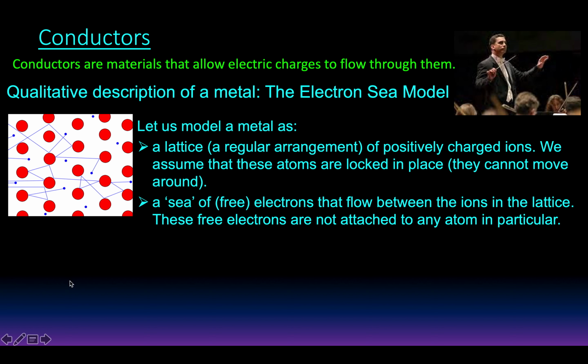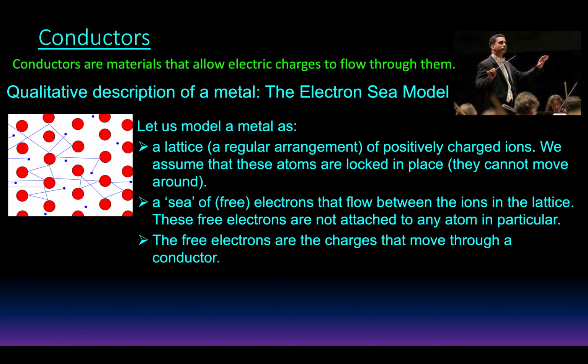The large red circles are the lattice ions. All of the lattice ions have a net positive charge, and flowing between them, sometimes bouncing off the lattice ions, are the electrons. The free electrons are the charges that move through a conductor. Overall, this conductor will possess no net charge.